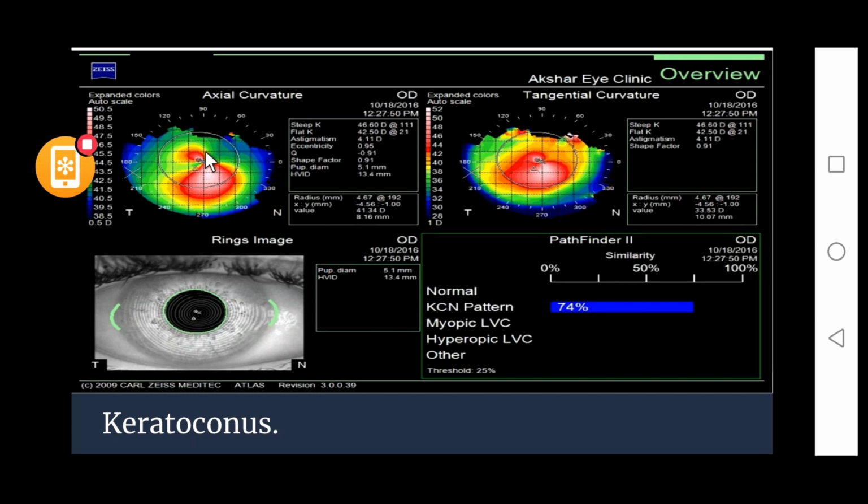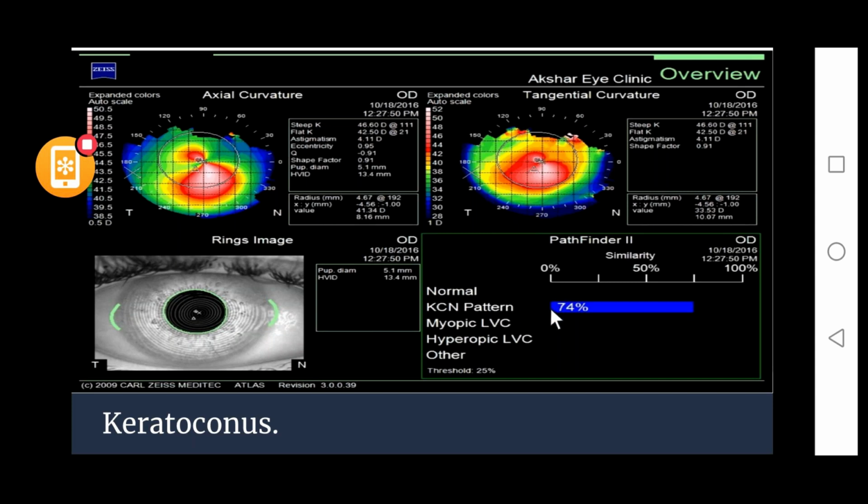So suppose if we draw an imaginary line, this is 90 degrees over here, it is reaching the 90 degrees. And the second one over here, if I draw a line, then it is reaching 130 degrees. So the difference between the 90 degrees and the 130 degrees is how much? It is approximately 40 degrees. So there is a skewing of axis of 40 degrees. Right, so this is a confirmed case of keratoconus.